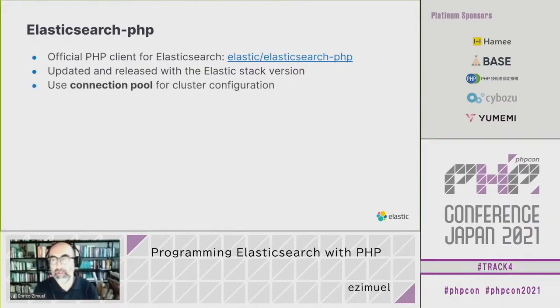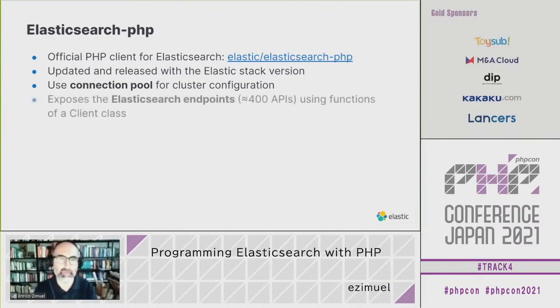The client also offers a connection pool for cluster configuration. That means if you have a cluster with multiple nodes, you can just specify the list of IP addresses or domains of your nodes in the Elasticsearch-php client. And Elasticsearch-php internally has a connection pool. That means, for instance, by default, using a round-robin algorithm, it is able to select the node to communicate with. So basically, the traffic is spread across the whole cluster. This is a very nice feature.